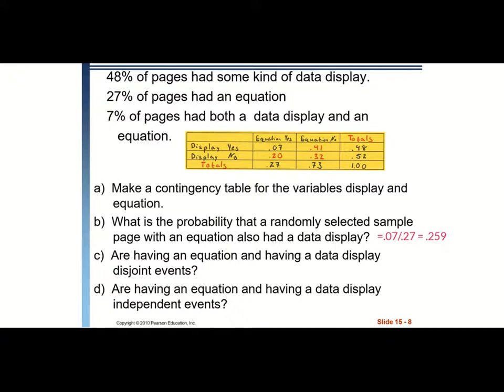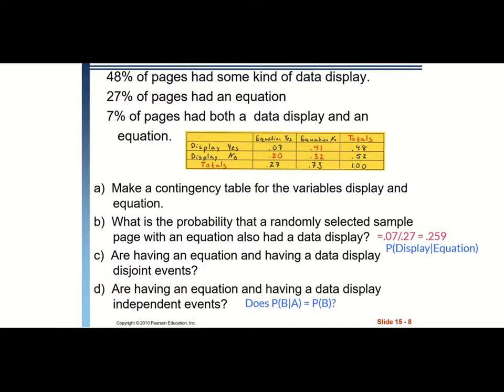C, are having an equation and having a data display disjoint events? No, they're not, because they can occur at the same time. 7% do occur at the same time. And lastly, are having an equation and having that data display independent events? This one's a little more difficult to explain.